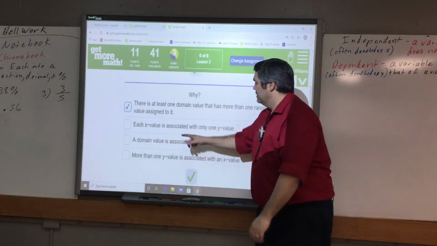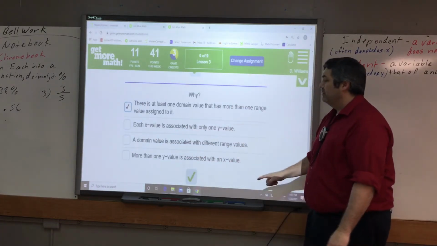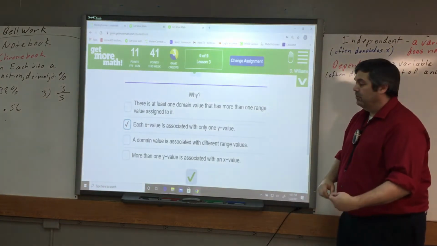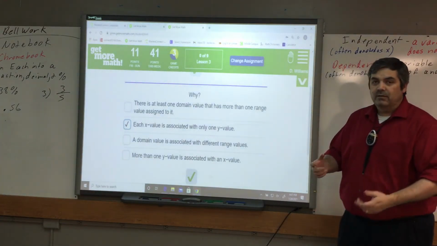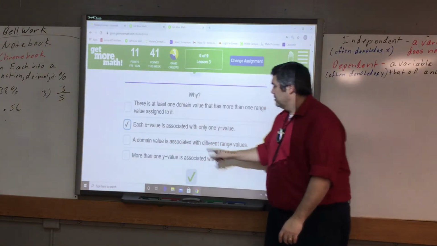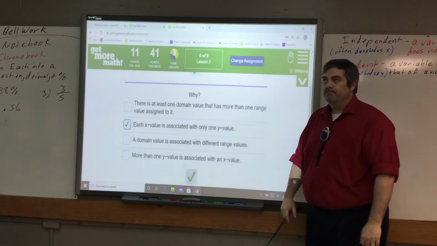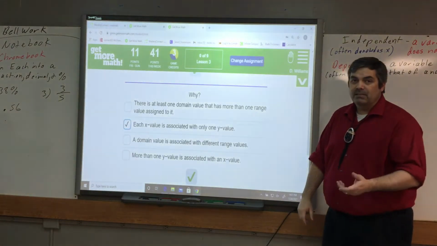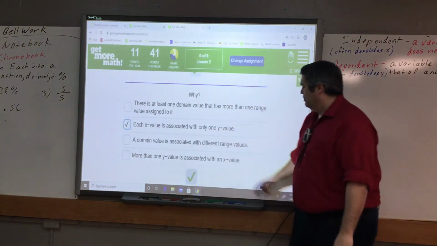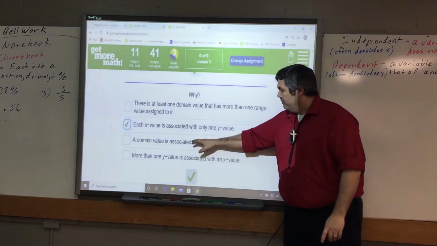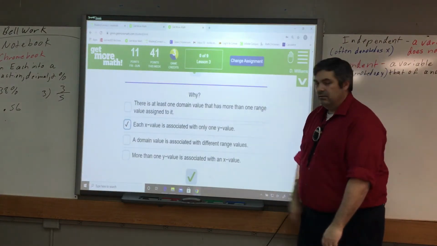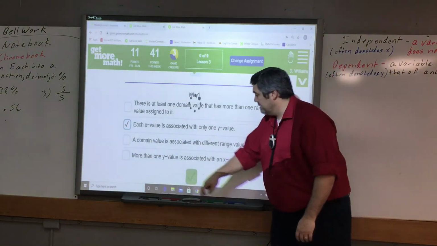Each x value is associated with only one y value. Oh, I like that one. Okay, each x only has one y. That makes it a function. I like that one. But let's check. A domain value is associated with different range values. No, we don't want that. That makes it a non-function. Okay? More than one y value is associated with an x value. Now, you see how all three of these, they really say the same thing. Okay? This is different. Makes it easy.